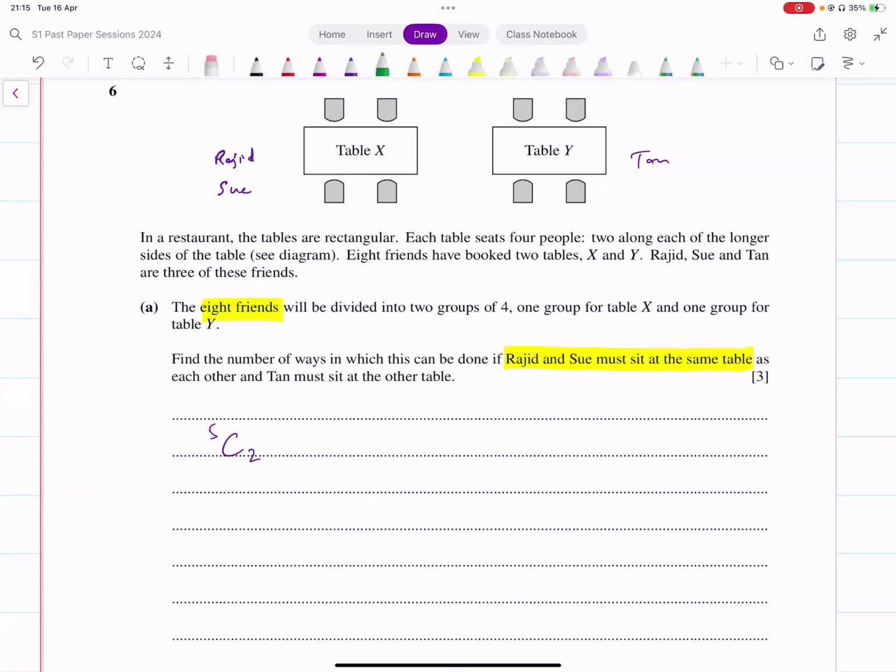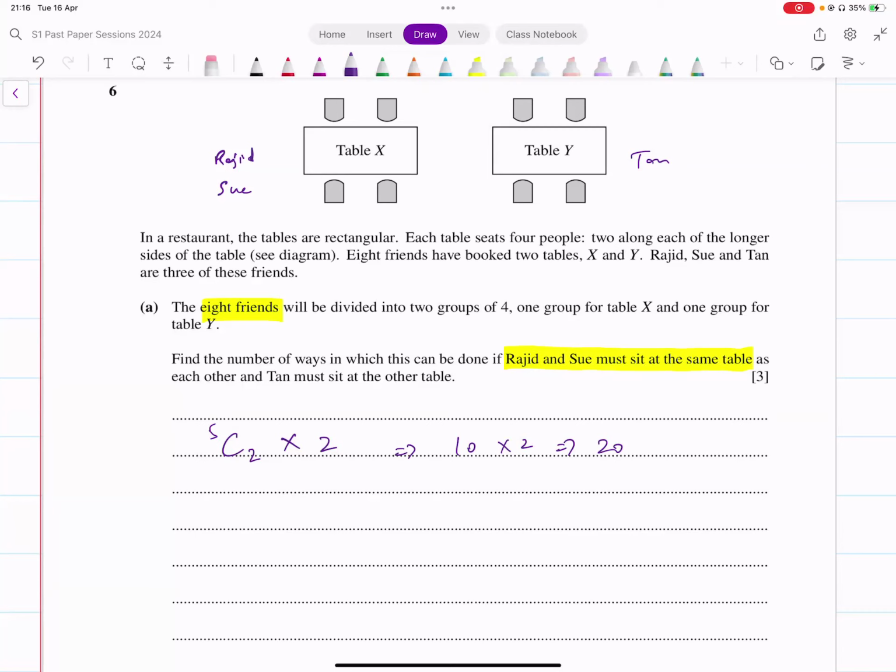However, it's also possible that Tan was on this table and Rajat and Sue were on this table. So they could switch tables. That's also possible. So for that reason, you multiply it by 2 because they could also switch tables, right? Tan could be on table X as well. So there are 2 possibilities for that. So 5C2 times 2, 5C2 is 10, 10 times 2, that's going to give you 20. So there are 20 ways of grouping these people like this.